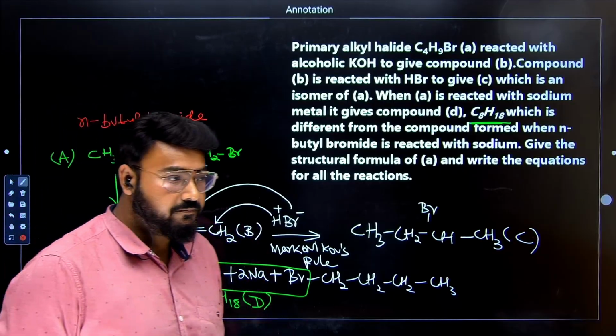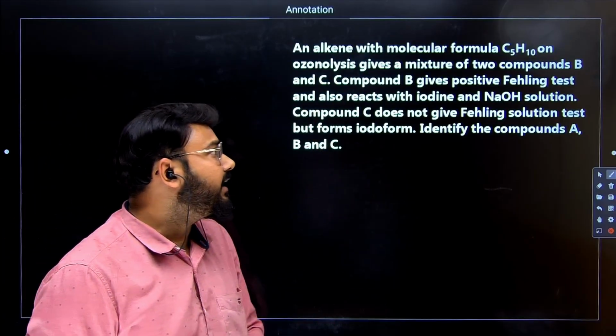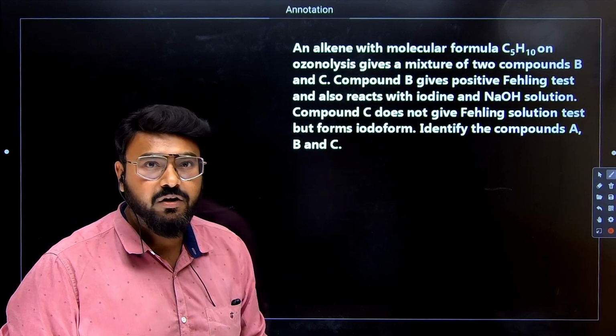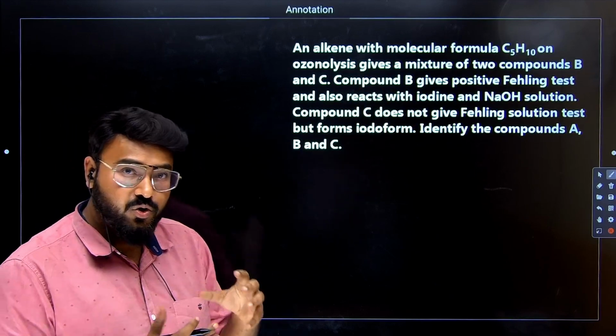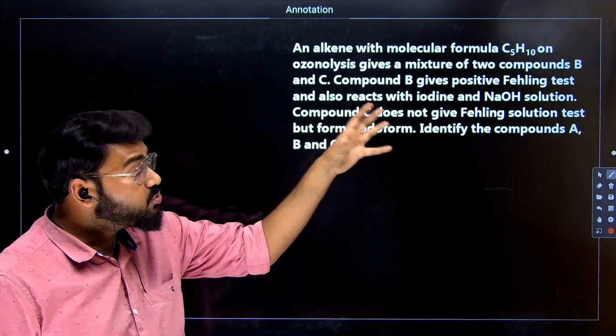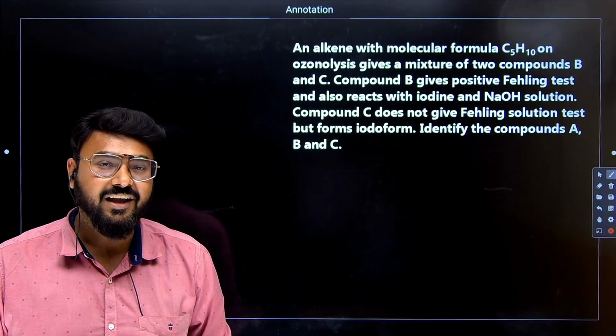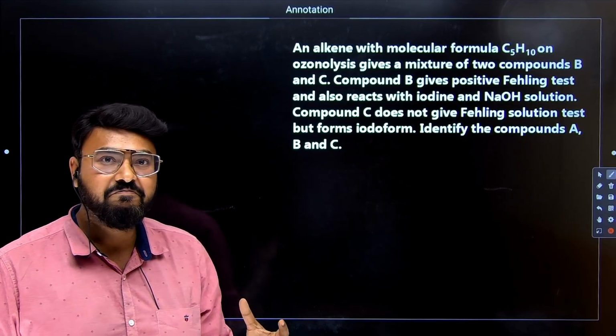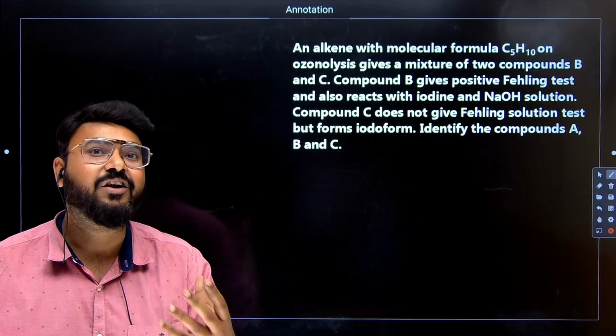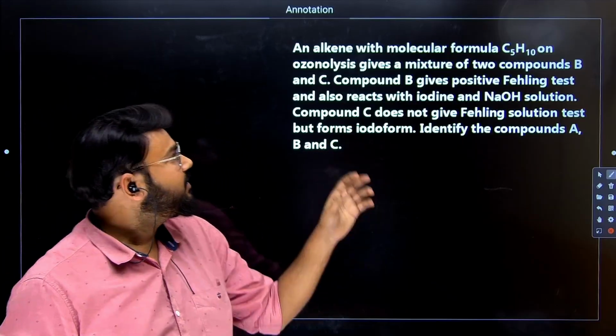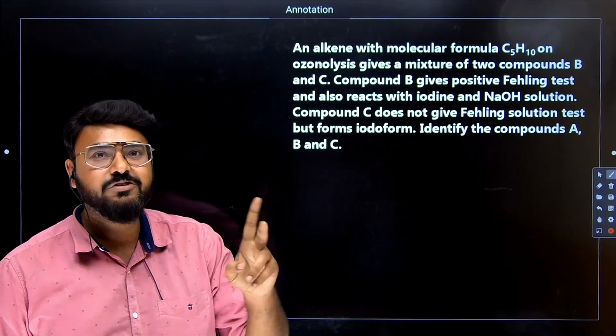So let's see the next one. So this is the homework question. You can see here it says alkene with molecular formula C5H10. So write down the hints what's given. On ozonolysis, means O3 ozone followed by zinc and H2O, which will form either the aldehyde or a ketone. So let's read the question more. It says it gives a mixture of two compounds B and C.